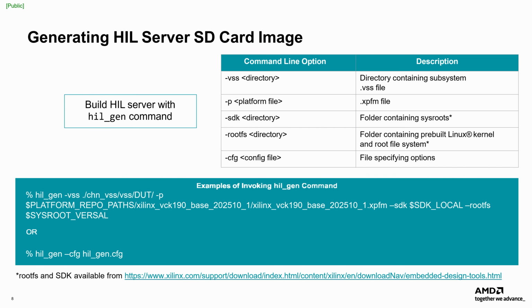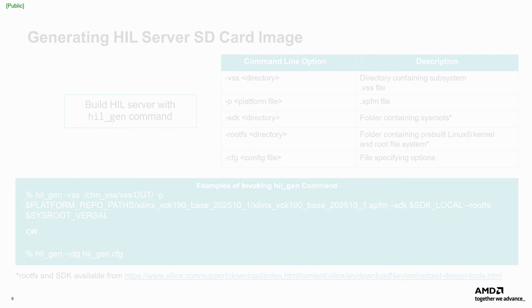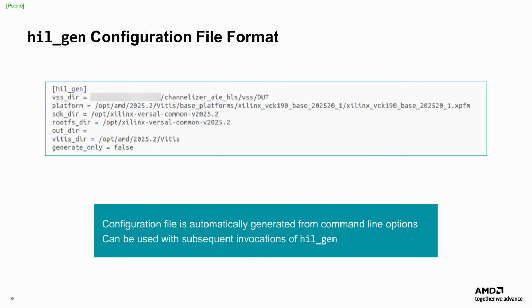Optionally, a CFG option can be used to reference a configuration file. This simplifies the workflow by storing commonly used paths and settings. Instead of specifying all command line options each time, a configuration file can be used to capture the required settings in a single place. This file stores information such as the VSS directory, platform file, SDK location, and root file system. If a configuration file is not provided, the tool automatically generates one during the first run using the command line parameters. Once created, the same configuration file can be reused in future runs by referencing it with the CFG option.